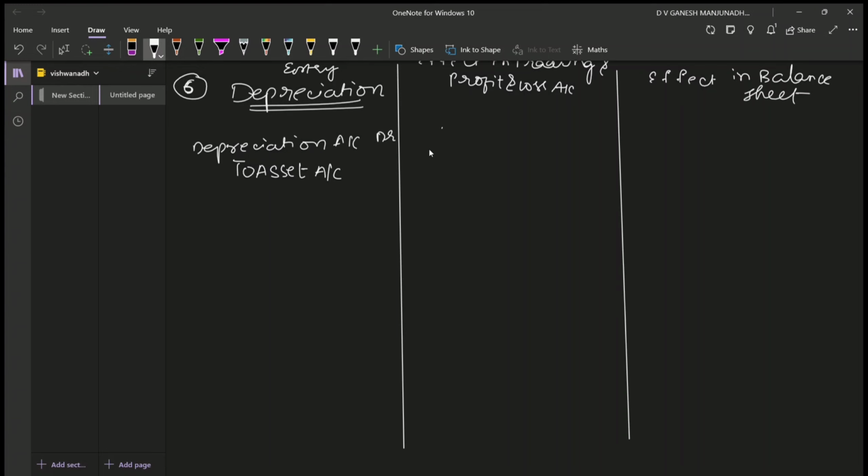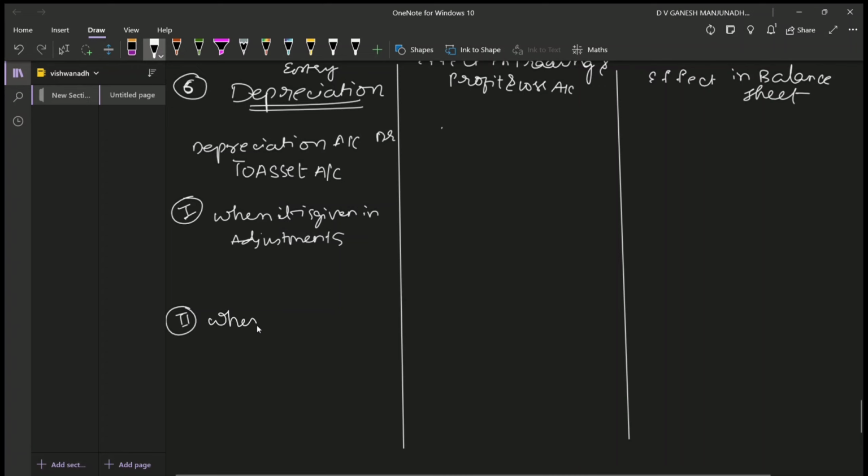Then I also said there will be two situations. One is when it is given in adjustments, and the second is when it is given in trial balance. Let us see the first situation, when it is given in adjustments. Then what do we need to see?